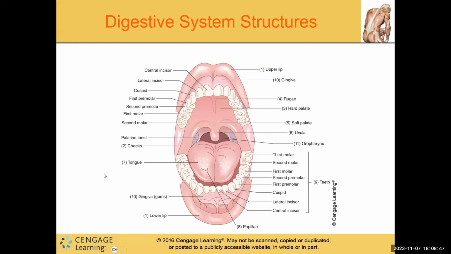The gingiva are the gums. So the other term for gums is gingiva. You'll hear of gingival disease, gingivitis, and that's what the dentists deal with. It's the gum disease. Papillae are the little small bumps on our tongue. They're called villi or papillae, and that's all part of food.